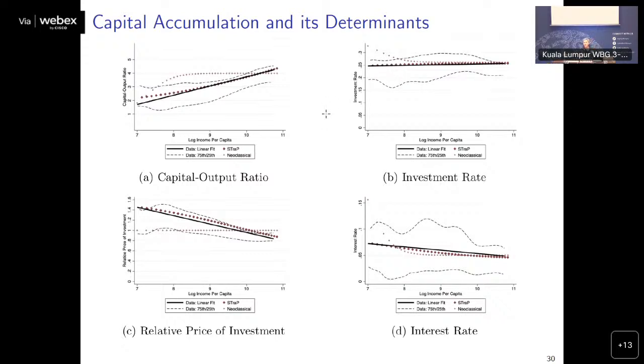So what's the difference between neoclassical and the structural transformation model is that the neoclassical growth model has no structural transformation in it. And we let it run from an initial condition. And the initial condition is average capital to output ratios at log income of 7, which is about $1,000. So we're really looking over the broad development patterns of poor countries and rich countries.